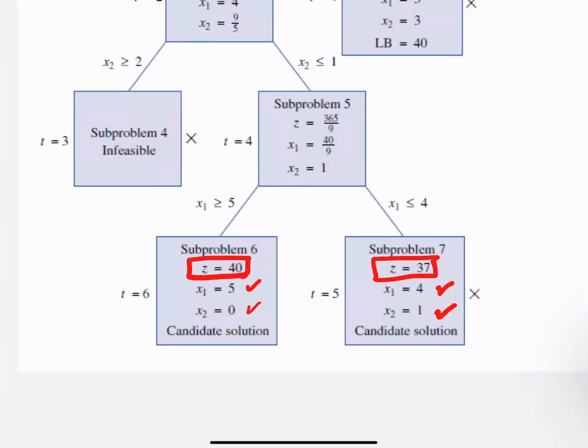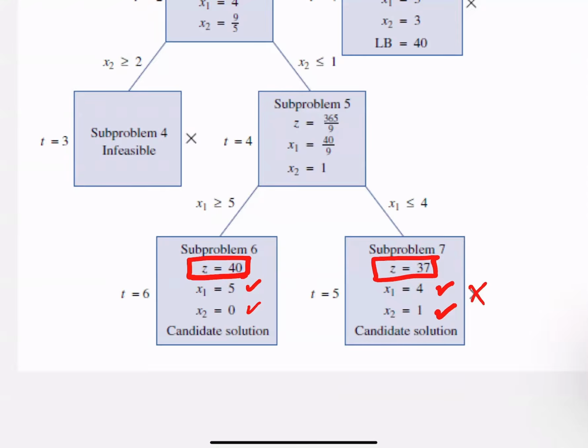Which one is optimal? Which one is better so far? Because it's maximization, subproblem 6 is better, right? So out of these two, I'm going to pick 40. I'm not going to explore this anymore. So far I have found an integer solution and its objective function value is 40.